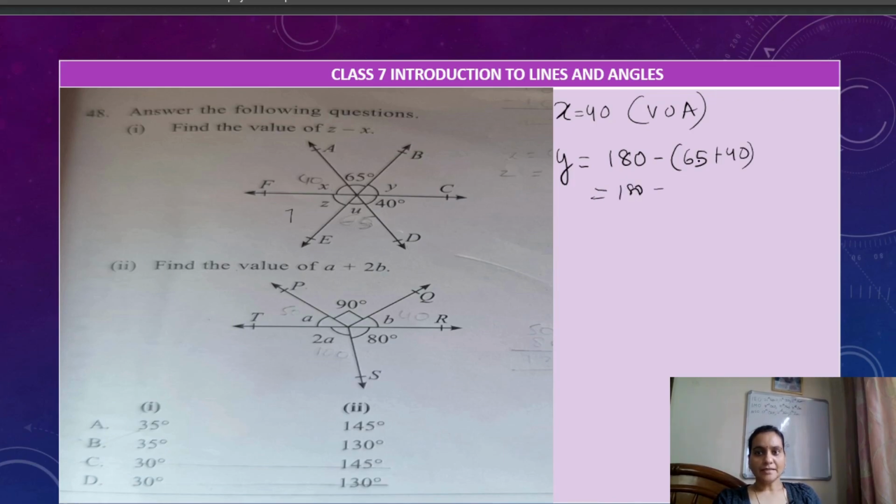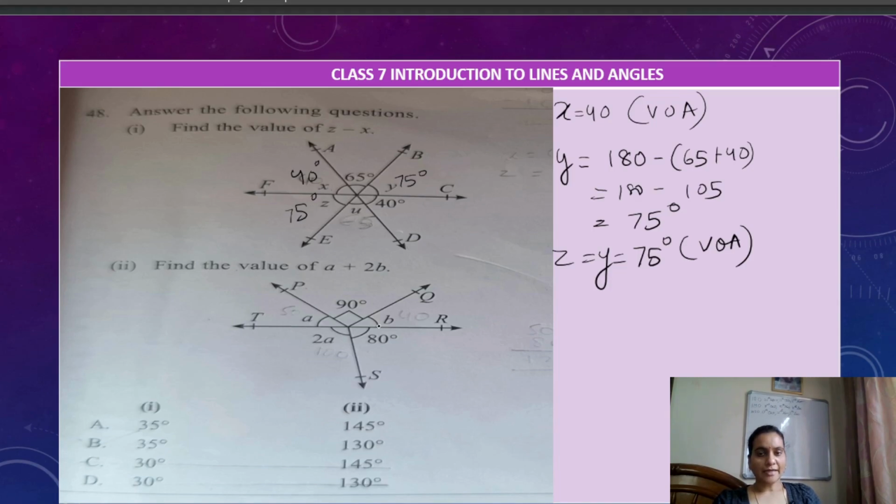So 180 minus 105 is how much? This is 75 degrees. So that is the value of Y. I'll write it down here: 75 degrees. X is 40 degrees. Now if you look carefully, angle BE and angle CF are making the same angles Y and Z, vertically opposite to each other. So they will also be the same in measure. So Z will be equal to Y, and therefore equal to 75 degrees, since they are vertically opposite angles. So I found 75 degrees to be the value of Z.